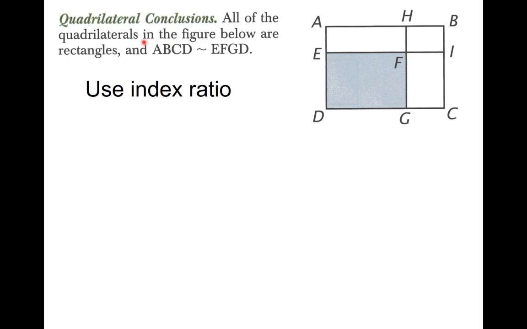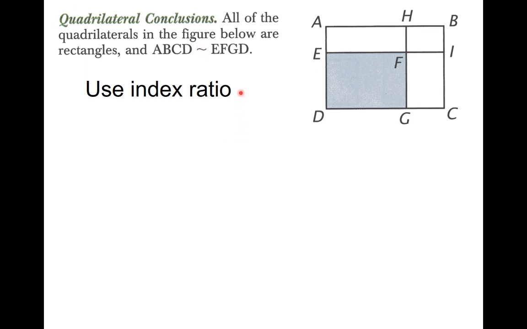Alright, here we go again. All the quadrilaterals are rectangles. And we're told that ABCD, the entire rectangle, is similar to EFGD. Now when you see that, you ought to think this lesson, what's true? Well, if they're similar, their corresponding angles are equal, which we knew because they were rectangles, but their corresponding sides are proportional. So keep that in mind.